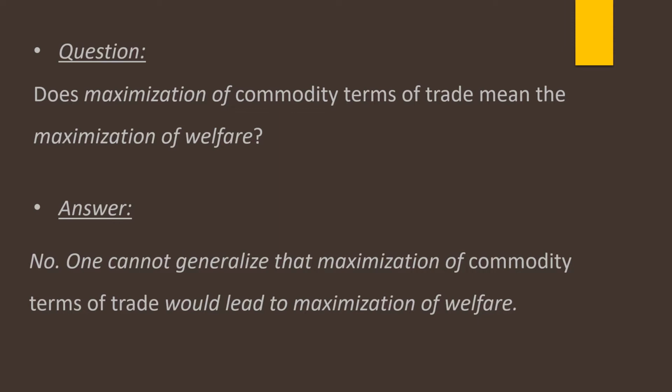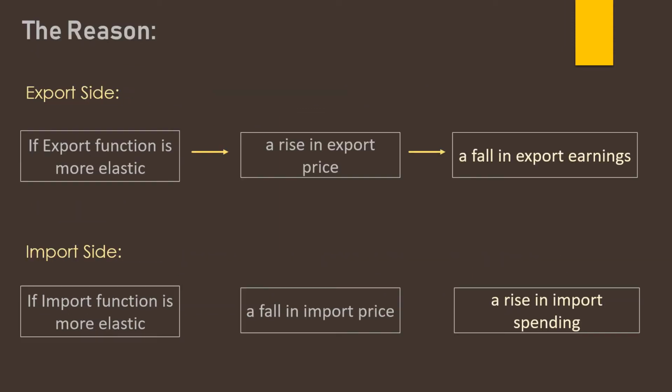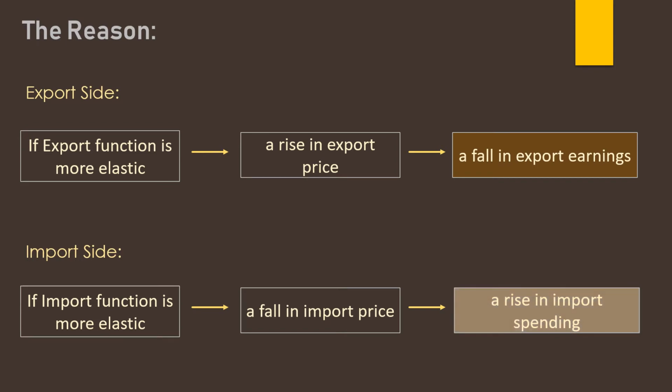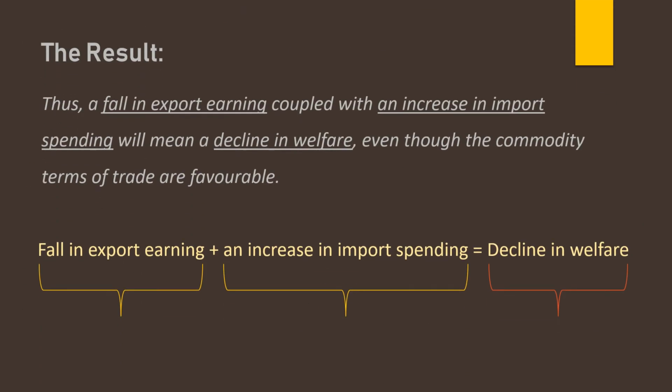One cannot generalize that maximization of commodity terms of trade would lead to maximization of welfare. Let us look at the reason now. On the export side, if the export function is more elastic, a rise in the export price would lead to a fall in export earnings. Similarly, on the import side, if the import function is more elastic, a fall in import price would lead to a rise in import spending. Let us look at the result. A fall in export earnings coupled with an increase in import spending will mean a decline in welfare even though the commodity terms of trade are favorable.